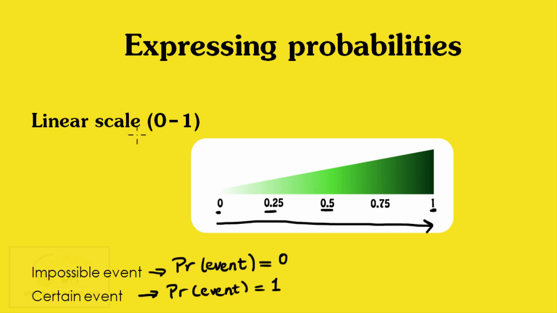So that's the linear scale. We're representing probabilities with numbers, but the numbers vary from 0 to 1, where 0 means the event is impossible. A probability of 1 means the event is certain to happen. And just one key thing to notice is that the higher the number, the greater the probability. The lower the number, the lesser the probability of that event occurring.